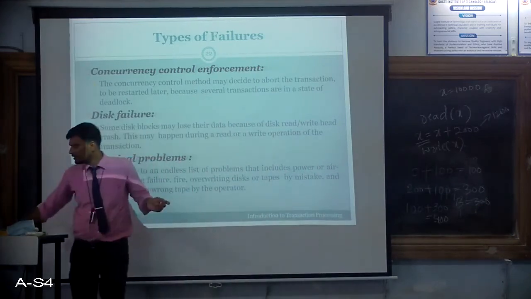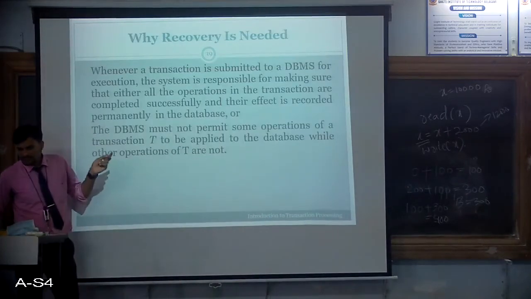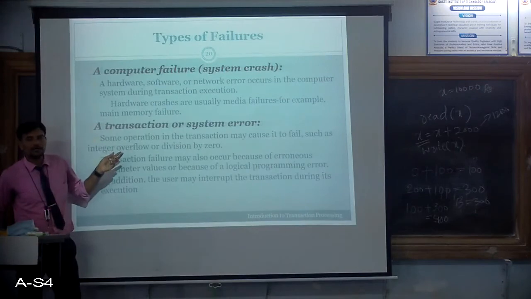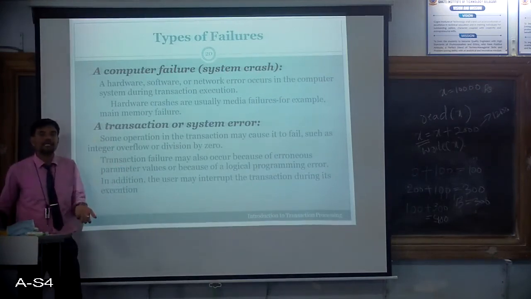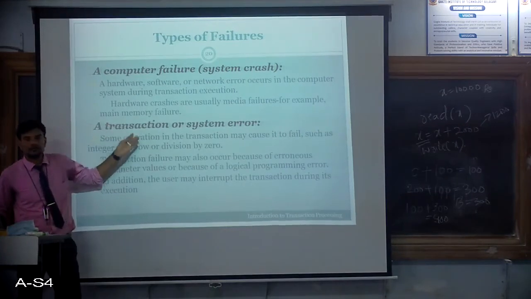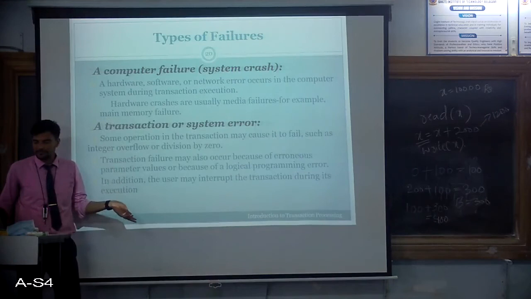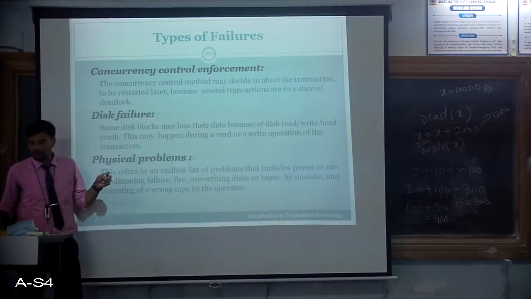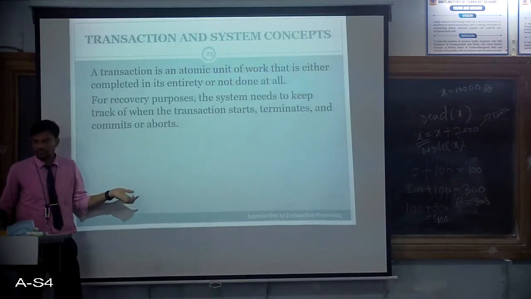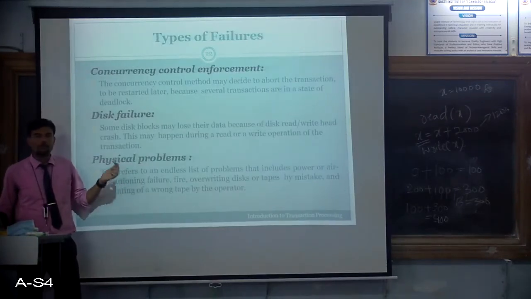So these are the number of failures that occur when you are executing a transaction. You are performing some transaction and this kind of failure can occur. Maybe it is computer failure or transaction error or local error or concurrency control enforcement or disk failure or physical problem. So these are the different types of failure that can occur when you are performing a transaction.